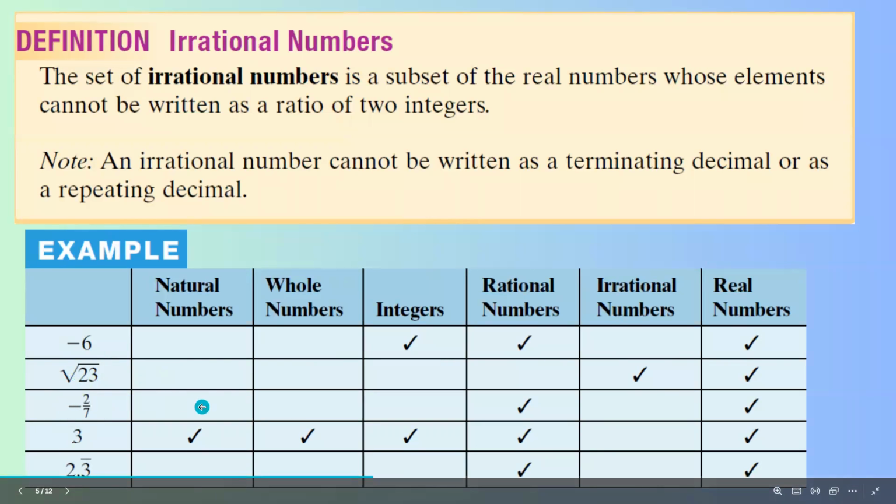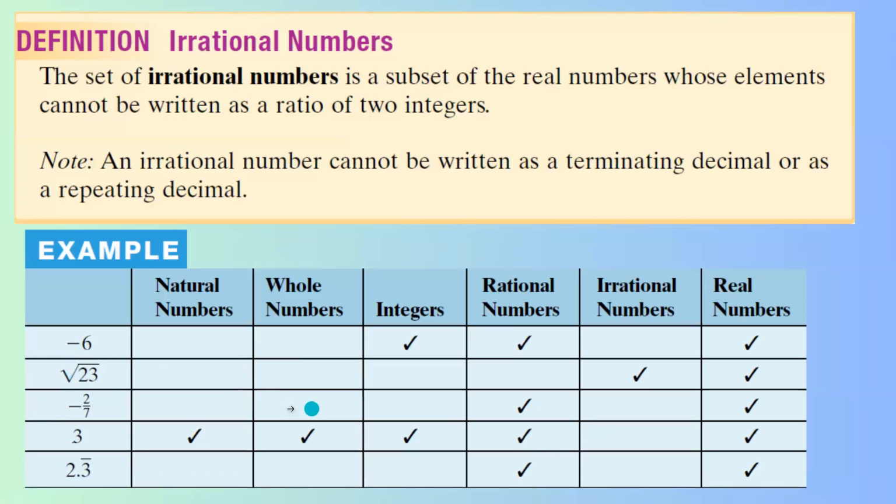-2 over 7. Of course, it's not natural. It's not a whole number. It's not an integer, but it is a rational number. Since it's rational, it cannot be irrational. Since it's rational, it is real as well.